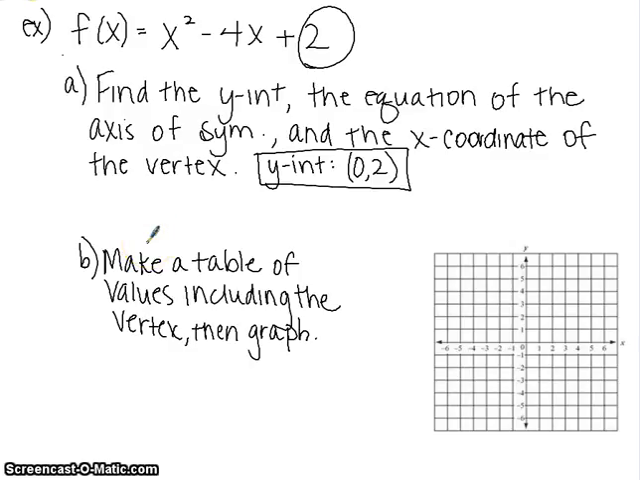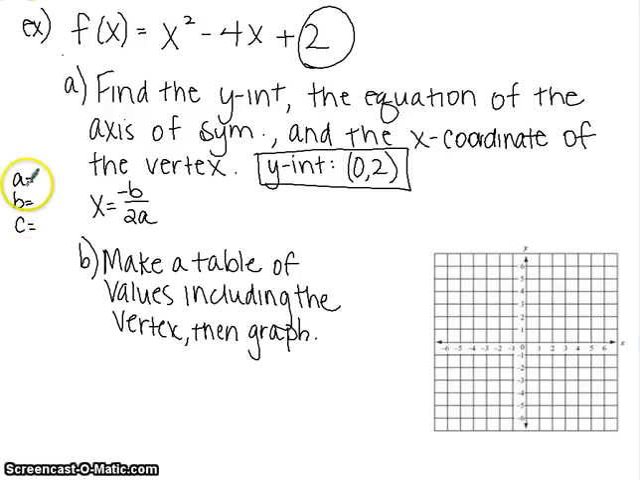Next, let's find the equation for the axis of symmetry. So the axis of symmetry, remember, we find by taking negative b over 2a. At this point, what I like to do is just write down in my margin, after I look at my equation, what my a, b, and c are.